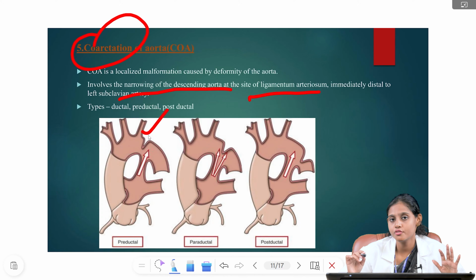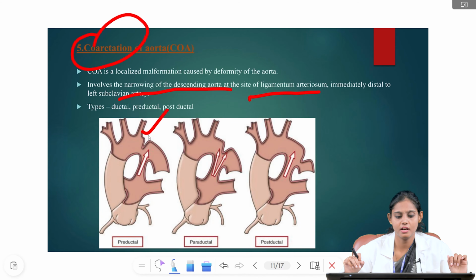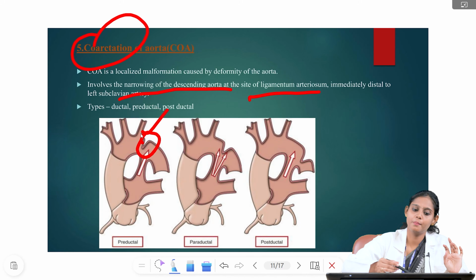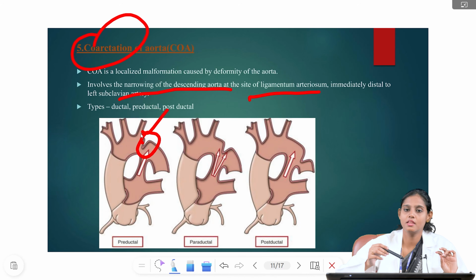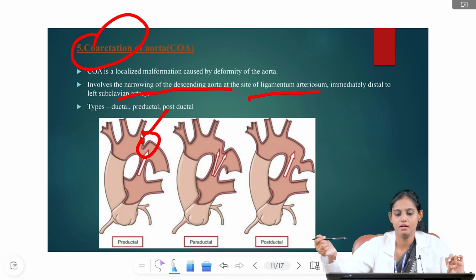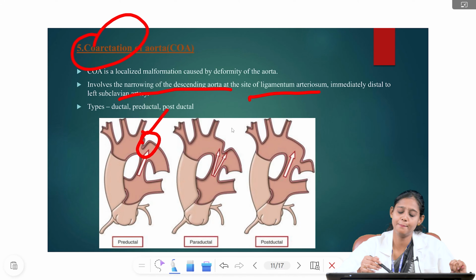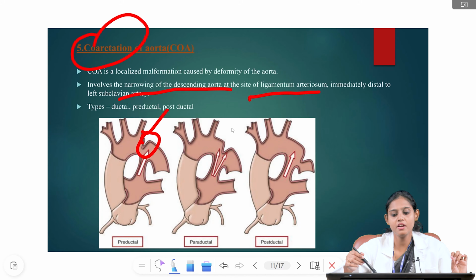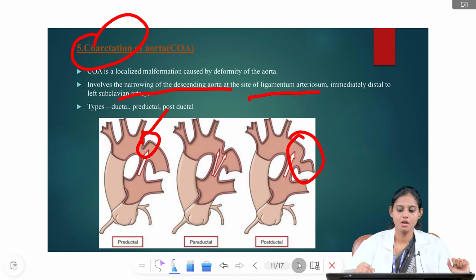Also, coarctation of aorta has 3 types, which are ductal, preductal and postductal. When the narrowing happens prior to the ductus, that is called preductal, when the narrowing happens at the ductal region it is called ductal, and when the narrowing happens post ductus it is called postductal coarctation of aorta.